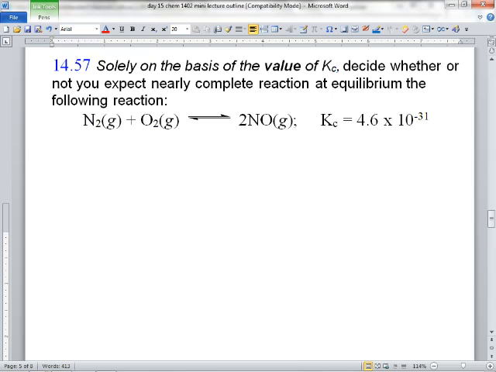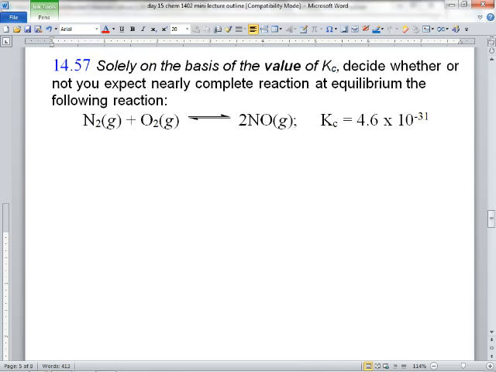What that means is that once you reach equilibrium, you hardly have any reactant left. It almost all got converted to product. Now, all equilibria aren't like that at all. Some just barely get going and they're out of oomph. They form very little product, a lot of reactants. So these Kc values are all over the place. Does this reaction go to completion?